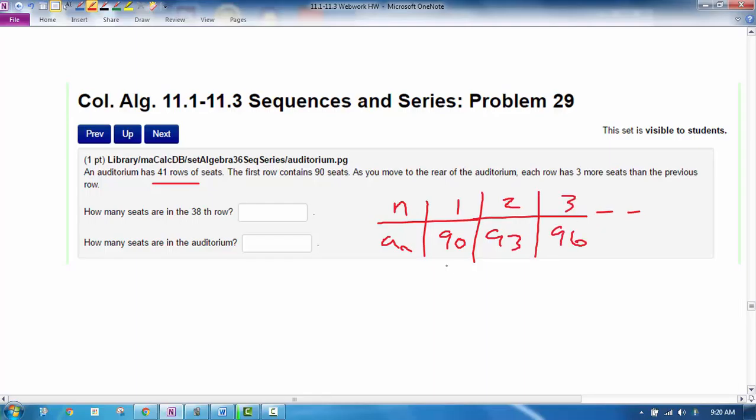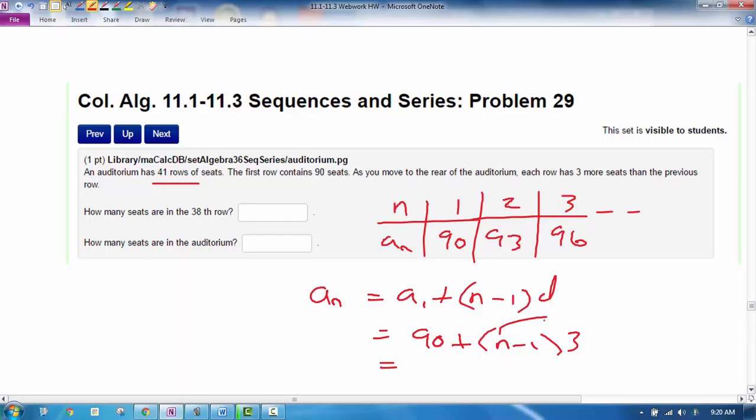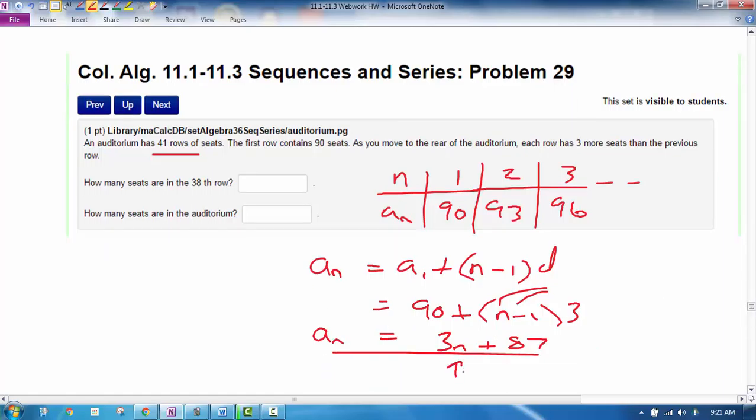Okay, this is an arithmetic sequence. So I'm going to write the explicit rule real quick, which is a sub 1 plus n minus 1 times the common difference. The first term is 90. The common difference is 3. I can simplify that a little bit if I make it 3n plus 87, which is what I get when I distribute and add like terms. So then when they want me to find how many seats are in the 38th row, just plug in 38 for n right here. That gives me 201.